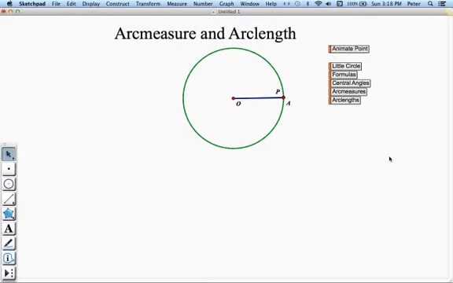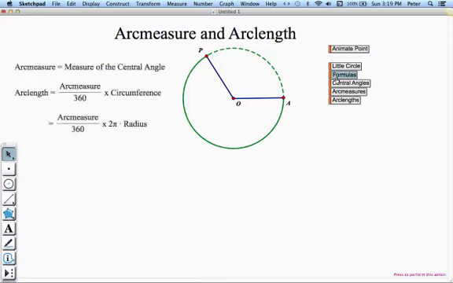Okay, perhaps the most confusing part of this section is the difference between arc measure and arc length. So let's go through it just to differentiate it. Let's take a look at the circle O, and you'll notice that we have a radius drawn to point A, but I also have another radius drawn right on top of it to point P. And if I animate point P, I can see that it rotates around the circle, and it creates an arc. That arc has a measure that is related to the measure of the central angle.